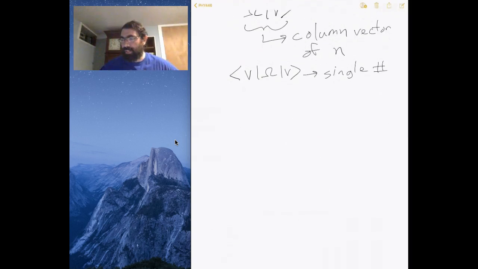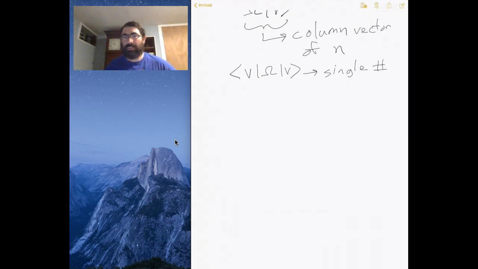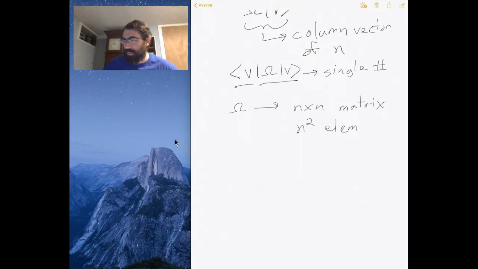So basically, when I multiply my row vector of dimension n on my transform vector of dimension n, then a row times a column is going to give you a single number. So that means omega is going to produce an n by n, or be represented by an n by n matrix. So there are n squared elements inside this matrix, which I'm calling omega.